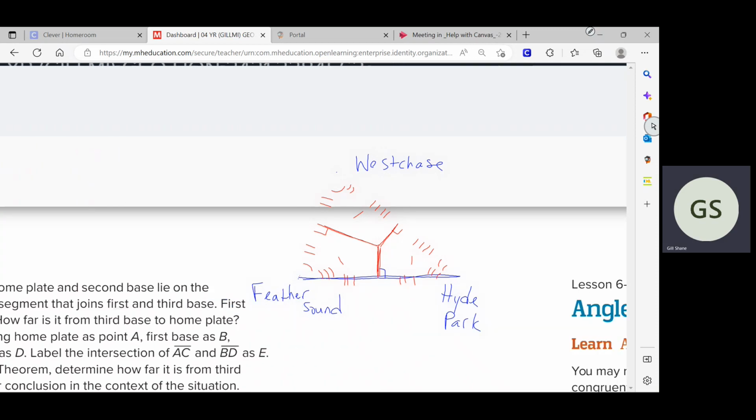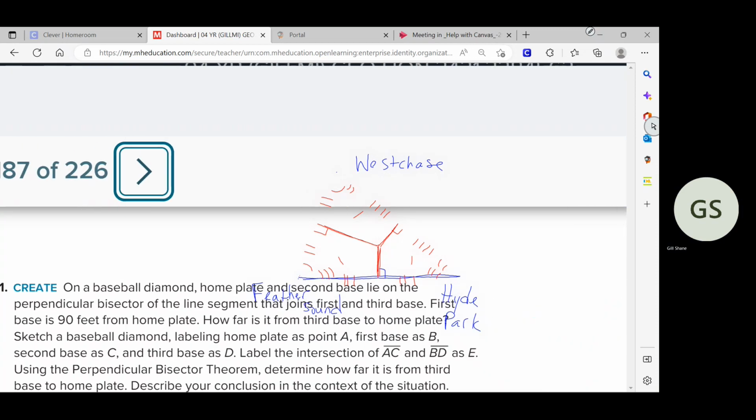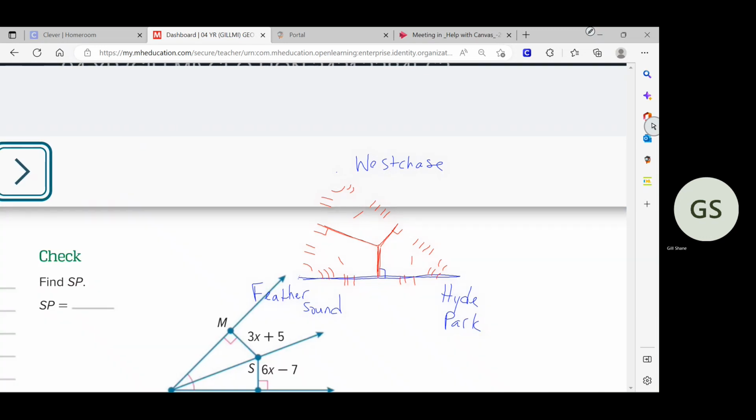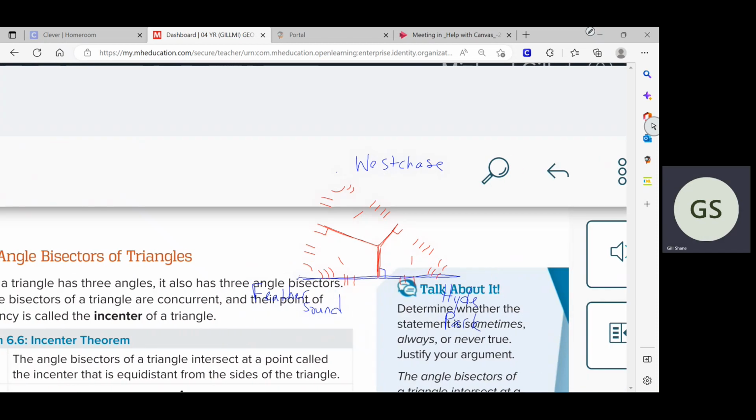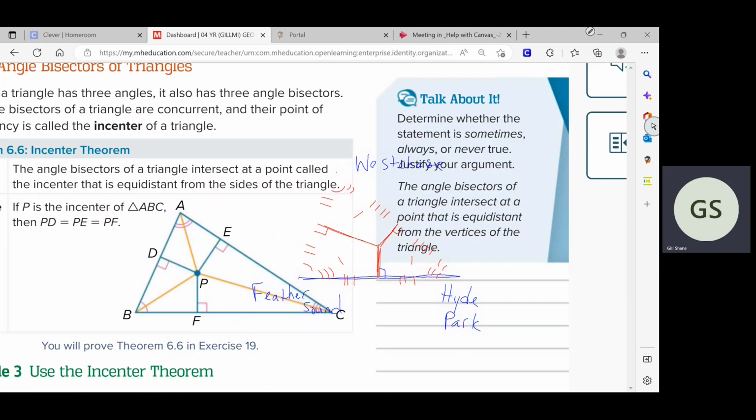Is that the right page? Oh, no, one more. Wait, is that? Yeah, there it is. All right, so there you go.